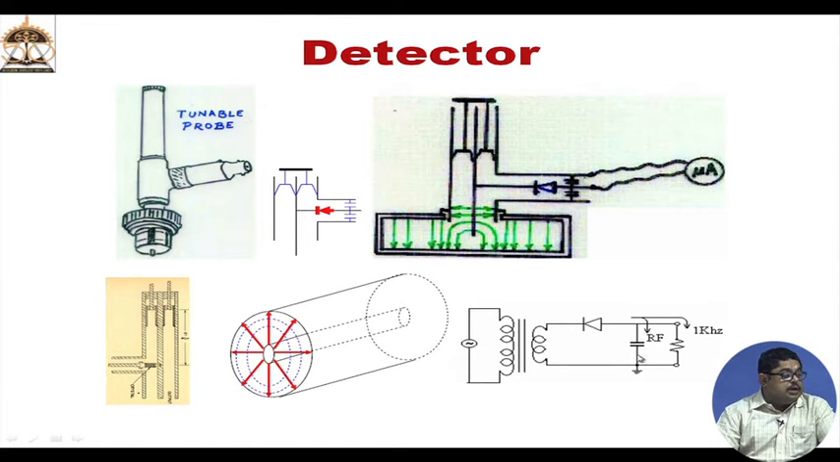So, it has an RF bypass choke and the 1 kilohertz signal is passed there. Whatever RF signal is still present after detection is choked here, and so this is the detector diode. You can see this is the tunable probe.